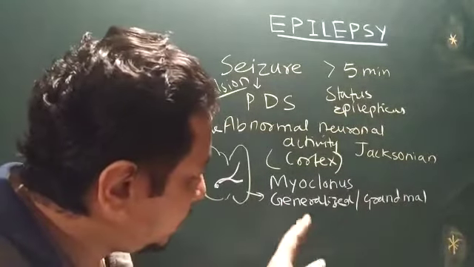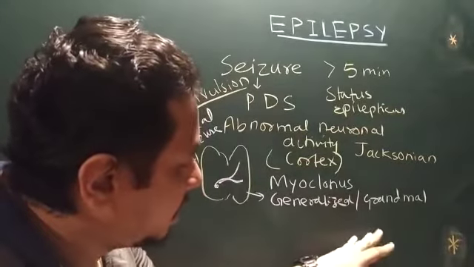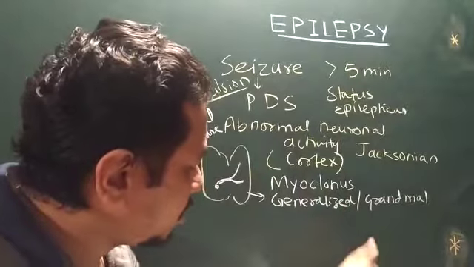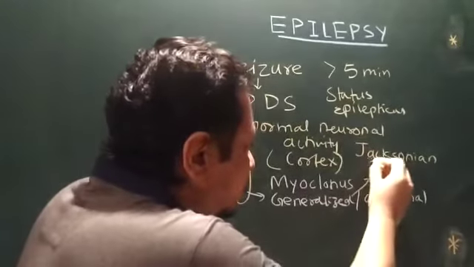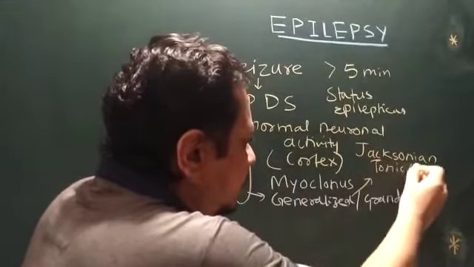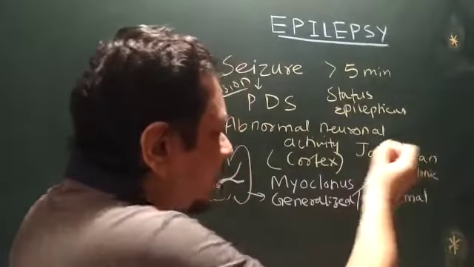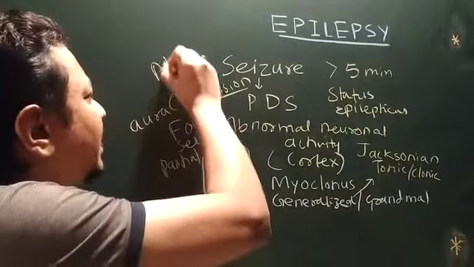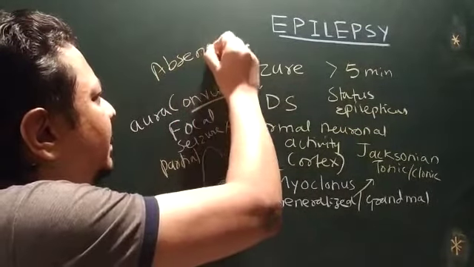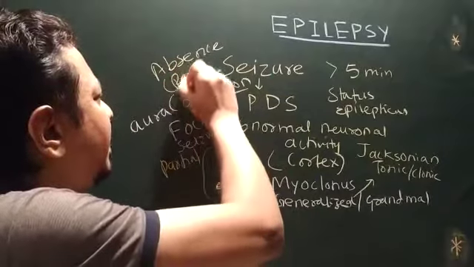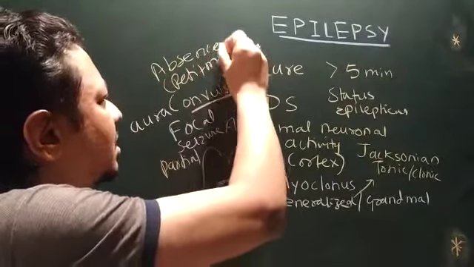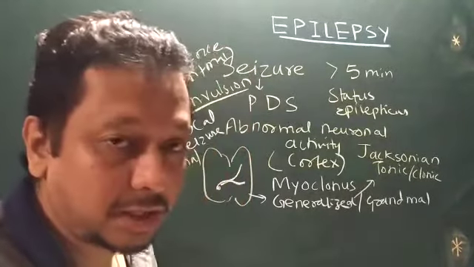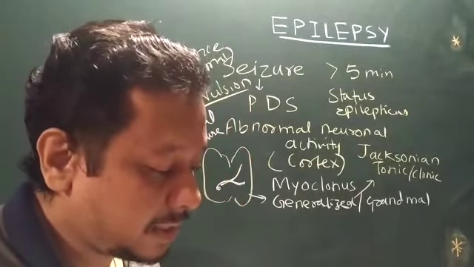Now the generalized seizure, grand mal epilepsy, you often associate with myoclonic epilepsy. This is also known as tonic-clonic seizure. Now you have also another seizure known as absence seizure. Absence seizure is nothing but petit mal epilepsy, which is a brief loss and return of consciousness.